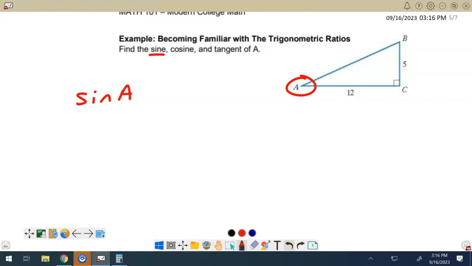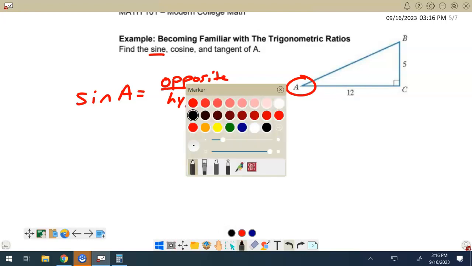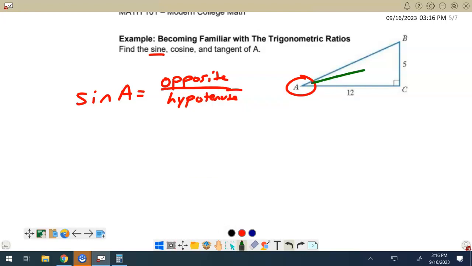The sine of angle A from our previous page is opposite over hypotenuse. I'm going to write it out instead of just putting O: opposite over hypotenuse. Now for angle A, the opposite side is given to us as 5, right?